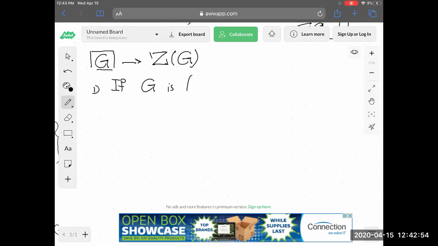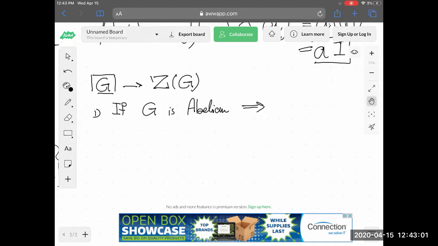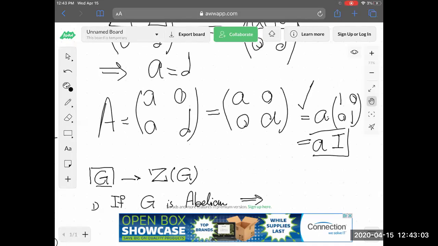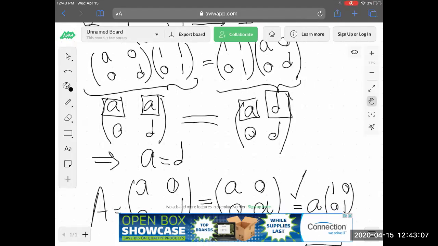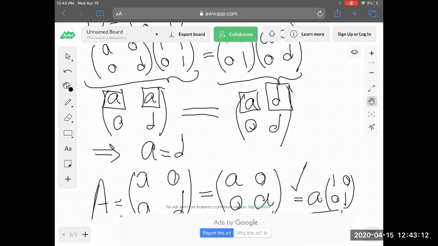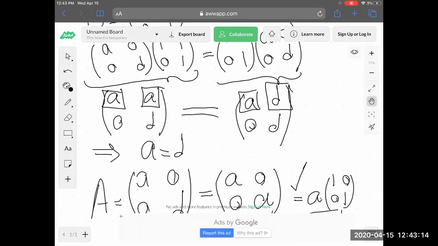Okay, so for example, if the group G is abelian. Can you just scroll up a little bit? I just didn't get the last part. Here. Yeah, that's good right there.